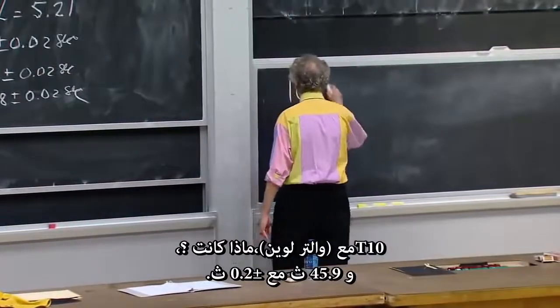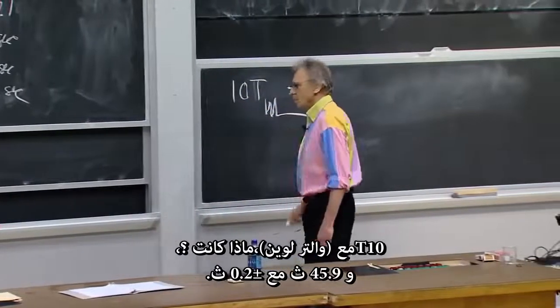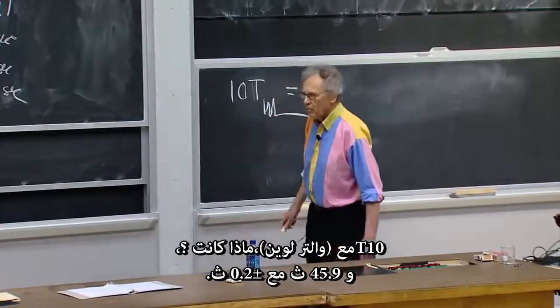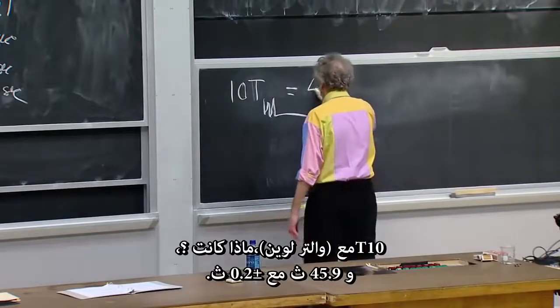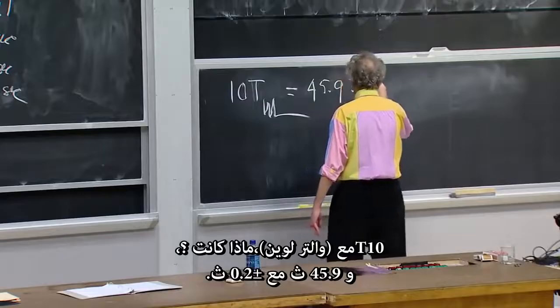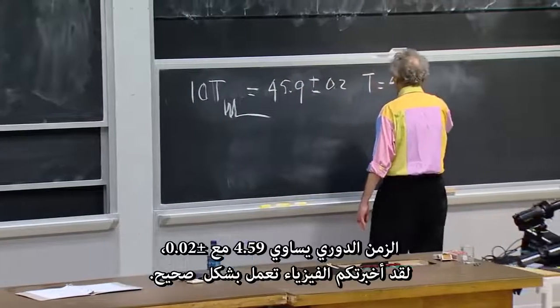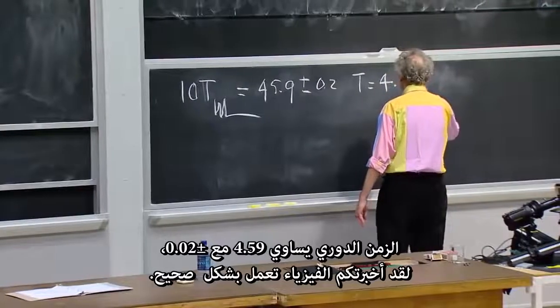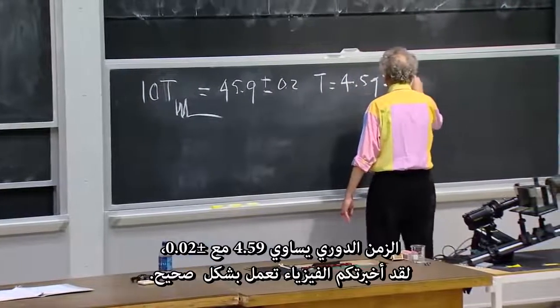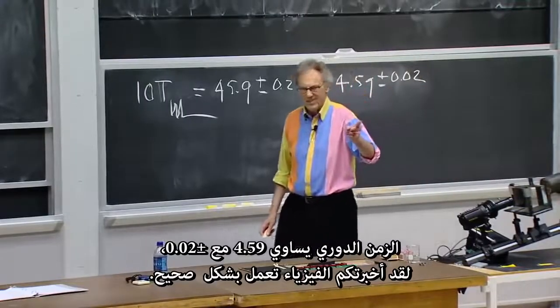With Walter Lewin. What is it? 45.9 plus or minus 0.2. Period is 4.59 plus or minus 0.02. I told you, physics works.